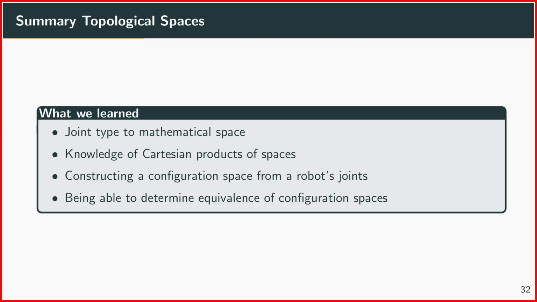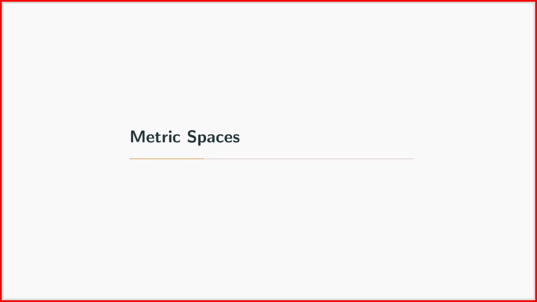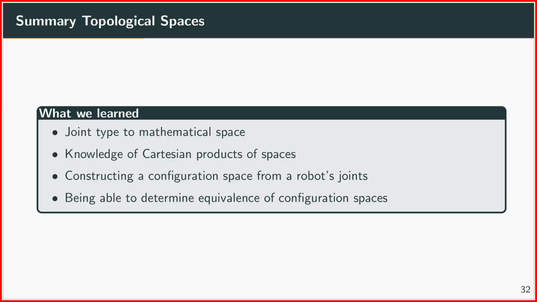So what you should take away from topology is that really every joint type has an associated mathematical space. You should also have some knowledge of how to put those spaces together using the Cartesian product. And I hope you are able to construct a configuration space from a given robot and from the joints of a robot, and to determine if two configuration spaces are equivalent. And before I move on, just any questions?